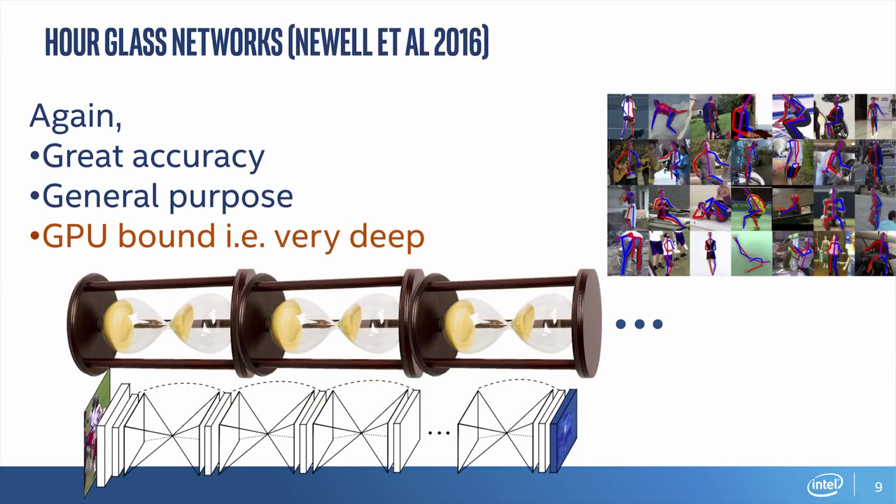Around a similar time, we also have hourglass networks. Again, these offer great accuracy and a general purpose solution for body tracking. Again, these are GPU-based methods and are very deep in their architecture. Each one of these hourglasses is itself a complex convolutional neural network going from an appearance image through to a heat map image to estimate the position of each of the parts, stacked one after another, giving us a total architecture.